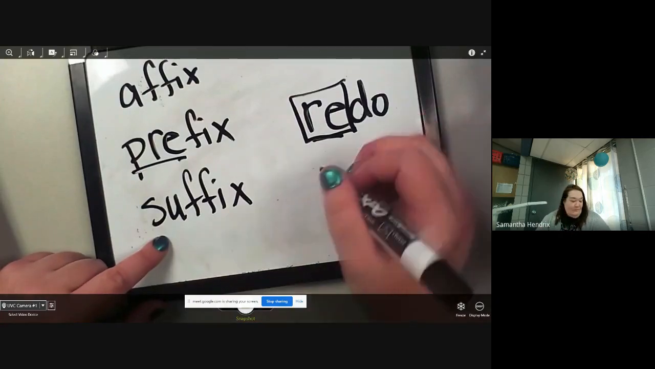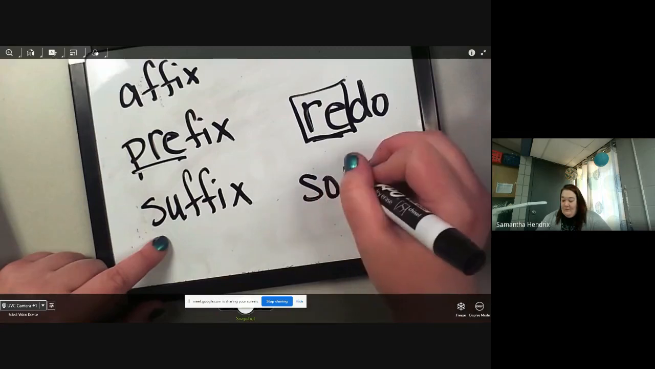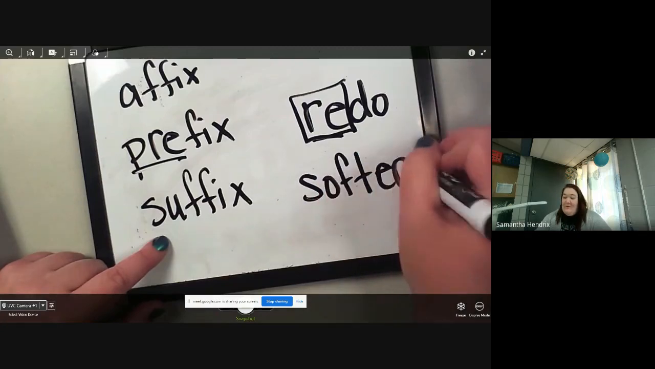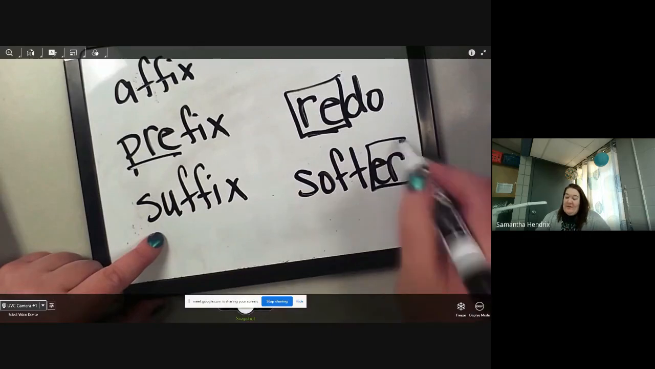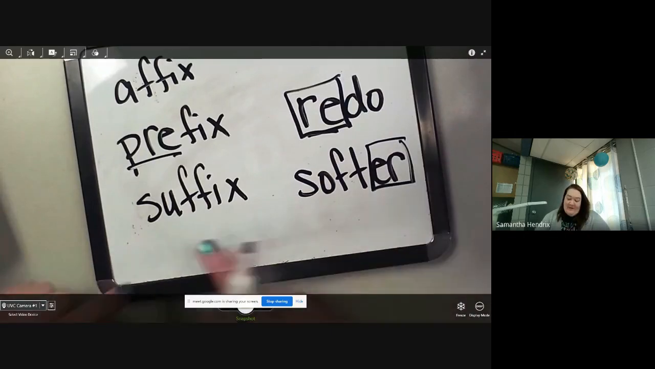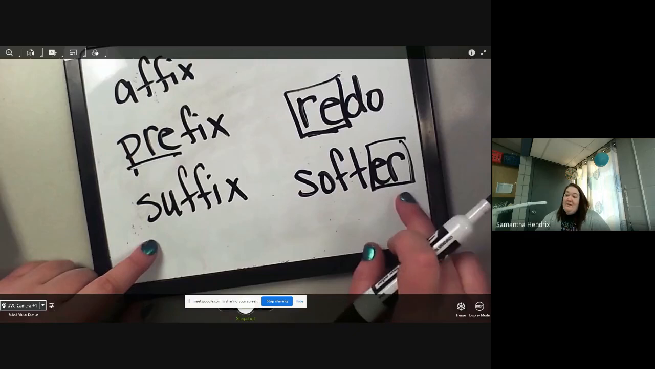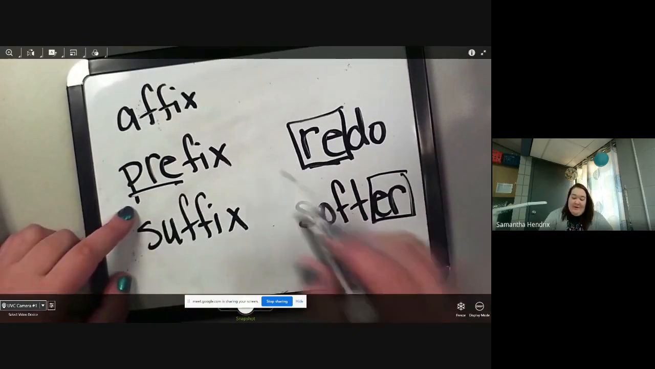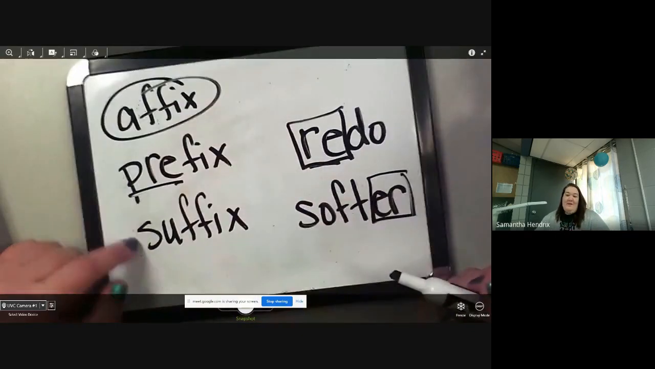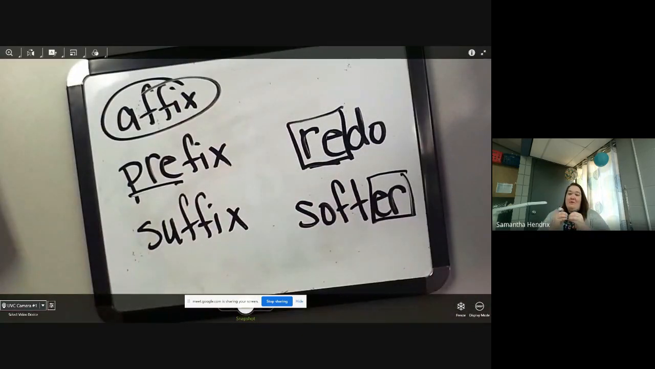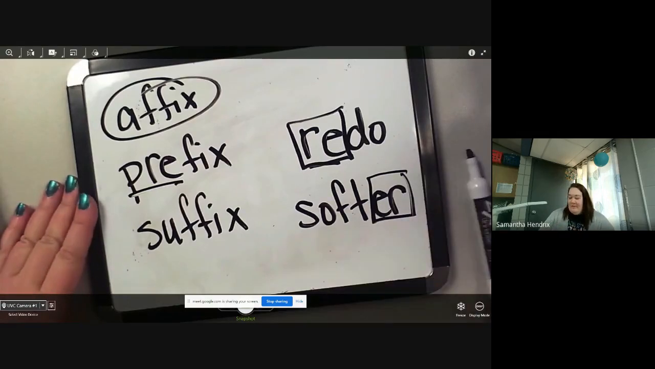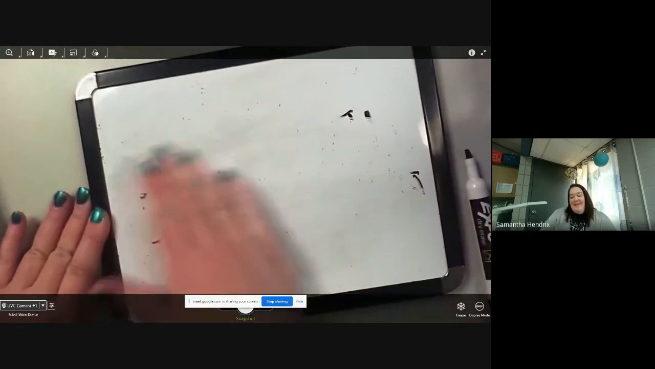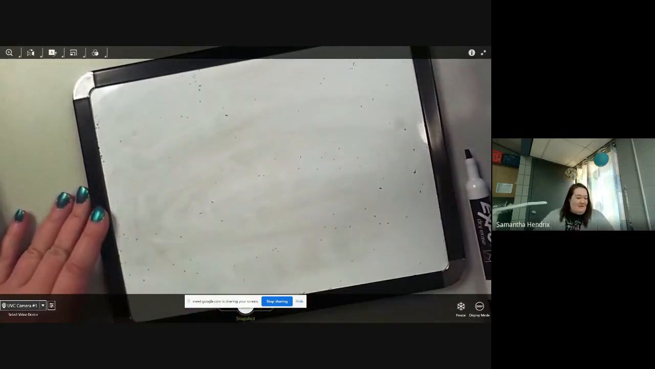So softer. Soft is the word. ER is the suffix. Suffix goes at the end of the word. Okay? So just remember pre is before, suffix after. Affix is just talking about either or. So this is pre, this is suffix, but they're both affixes. I know, right? Because they fix themselves to the word. There's your little mini lesson. Okay.